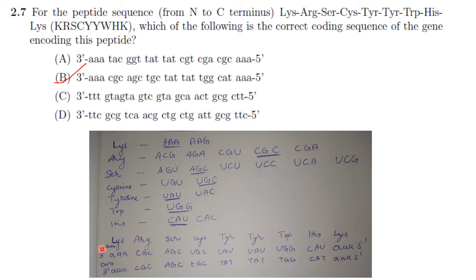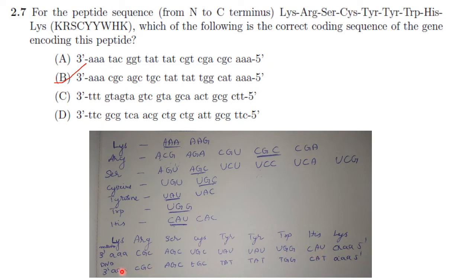Now we can deduce the mRNA sequence from this particular protein or peptide sequence. So lysine will be AAA, arginine will be CGC, and cysteine will be UGC, tyrosine will be UAU, again UAU, and tryptophan will be UGG, and histidine will be CAU.